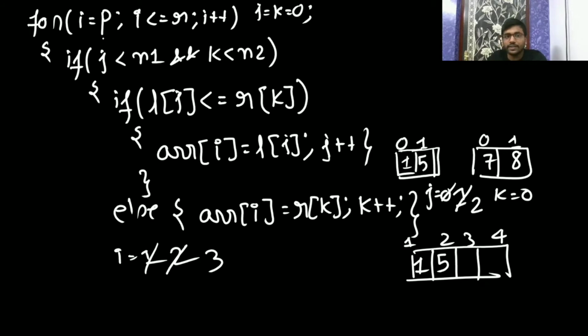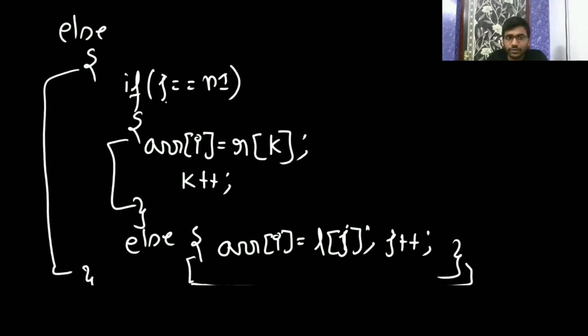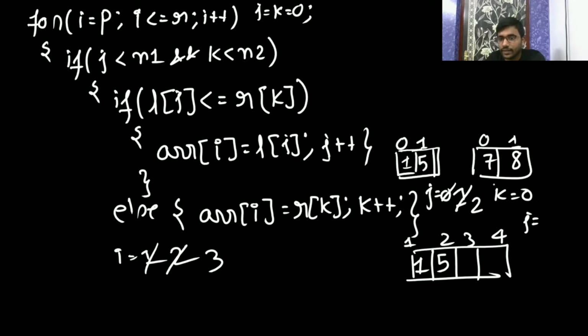Okay, now I will be 3. 3 is smaller than or equal to 4. Yes, condition satisfied. Now, is J smaller than N1? No, J is now 2. Now in the else part, since J is 2, I will insert the right part. I will insert the right element, that is this 7. Now K will increment to 1, then again it is 4.